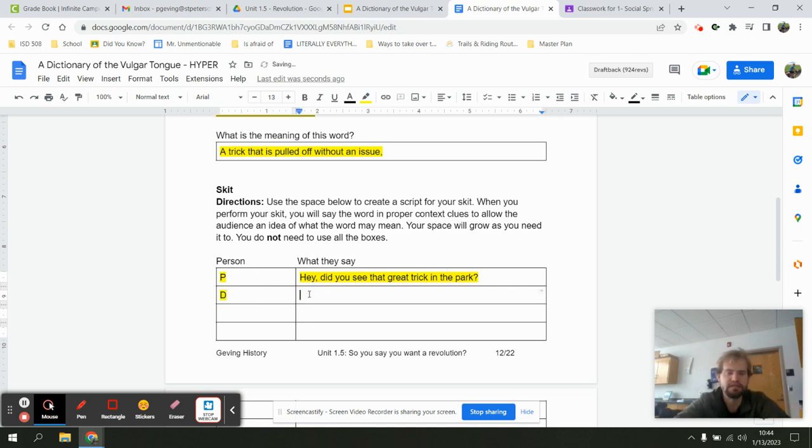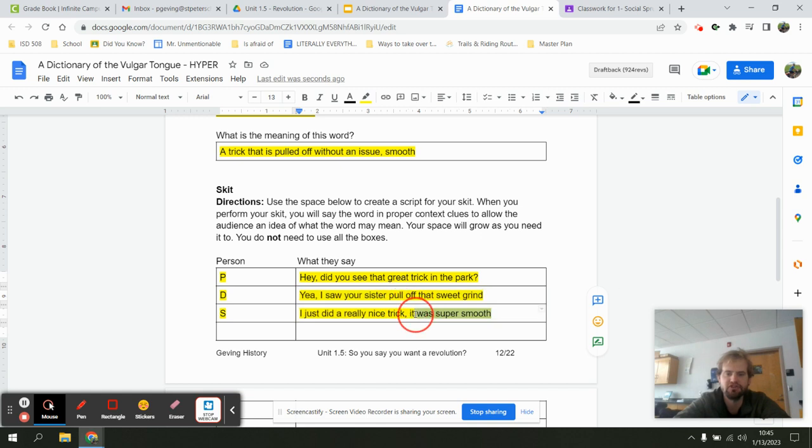So then my dad would say, yeah, I saw your sister pull off that sweet grind. And then maybe my sister comes down and she says, I just did a really nice trick. It was super smooth. That's my context clue. Remember up here when I accidentally deleted it? We have the definition: a trick pulled off without an issue, smooth. So my sister now is giving us our context clue, our really good hint.